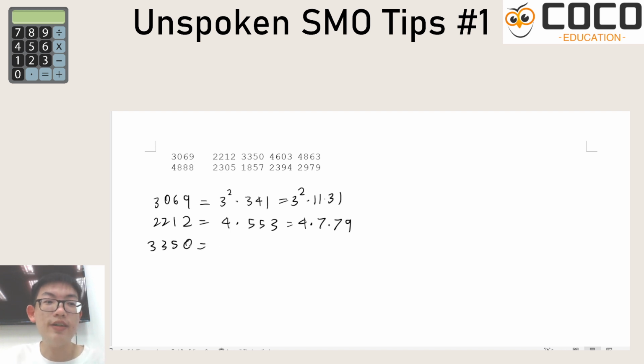3350, this is a very convenient choice. The factorization is 2 times 5 squared times 67. Next one is 4603. This one is a little bit more tricky, so let me think about it for just a moment.